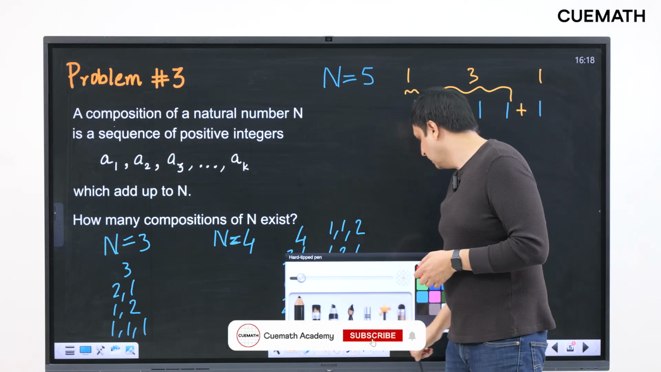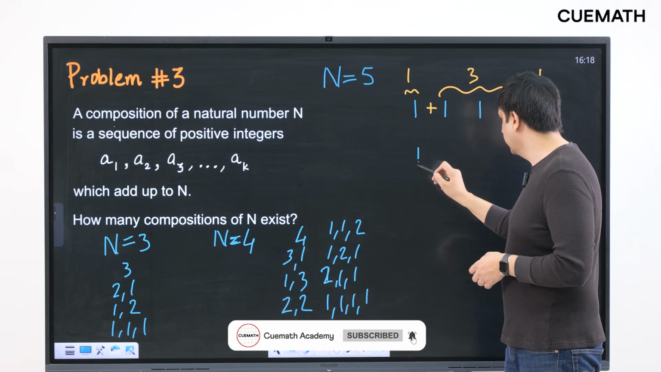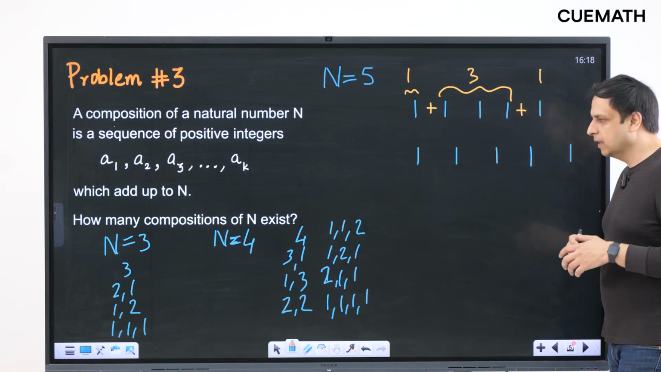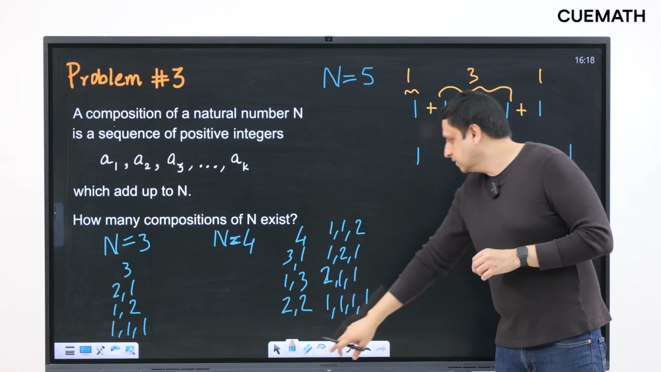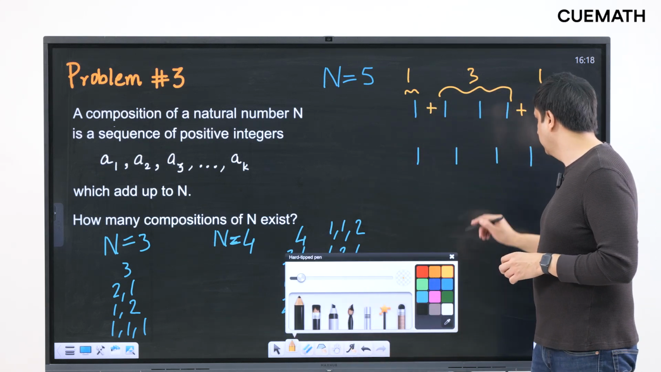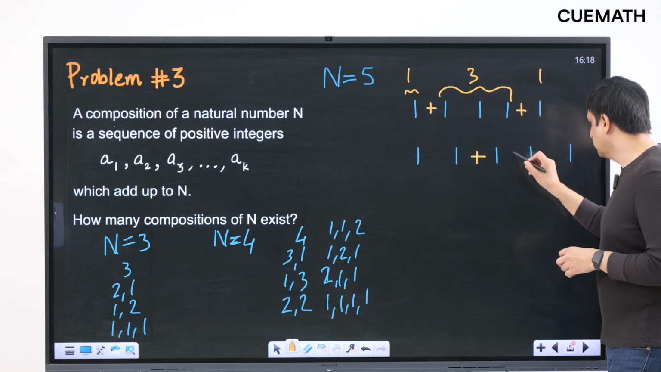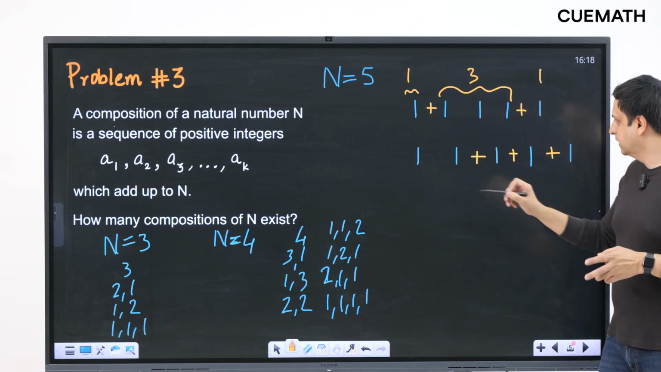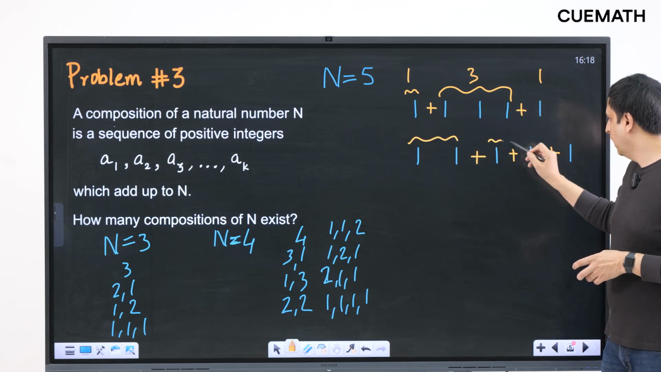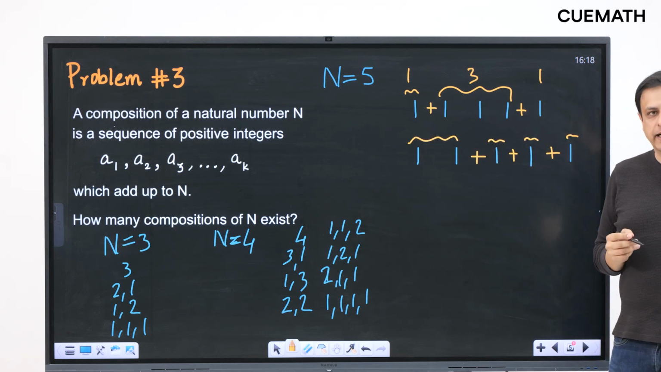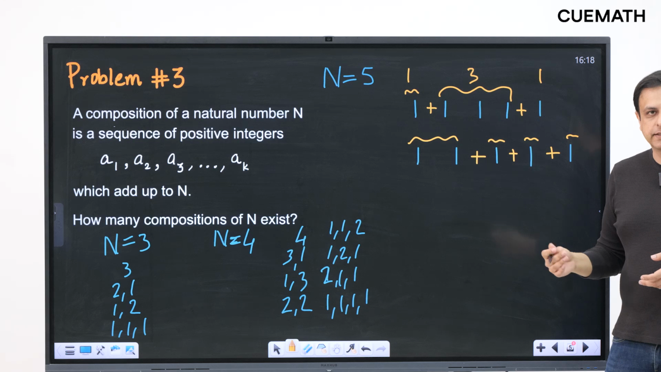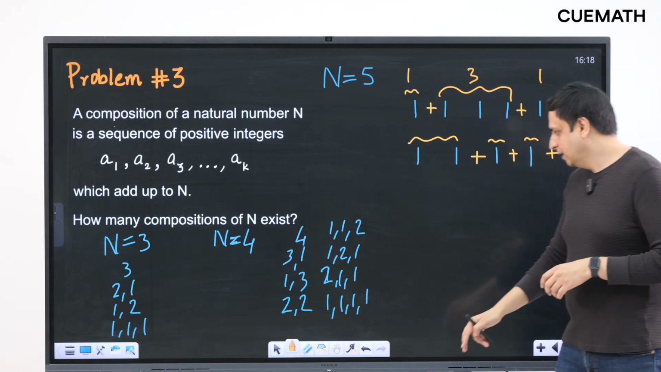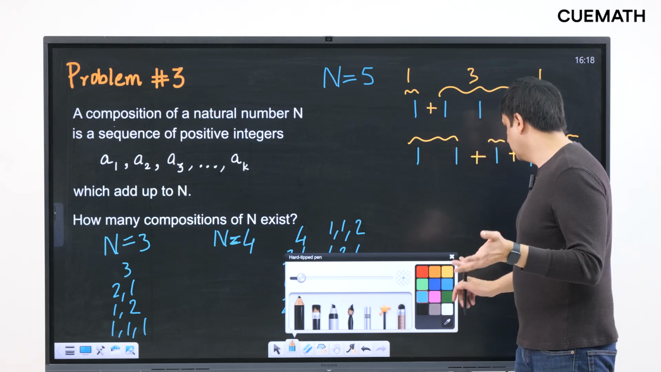Now let's take another example. Once again, let's write 5 ones, and now we have 4 spaces between the ones, and we will just place plus signs in some of those spaces. So let me put a plus sign here, and perhaps a plus sign here, and maybe a plus sign here as well. And now this gives me the composition 2, 1, 1, 1. Great. So I'm generating compositions by doing this specific action of writing all the ones and placing plus signs between them.